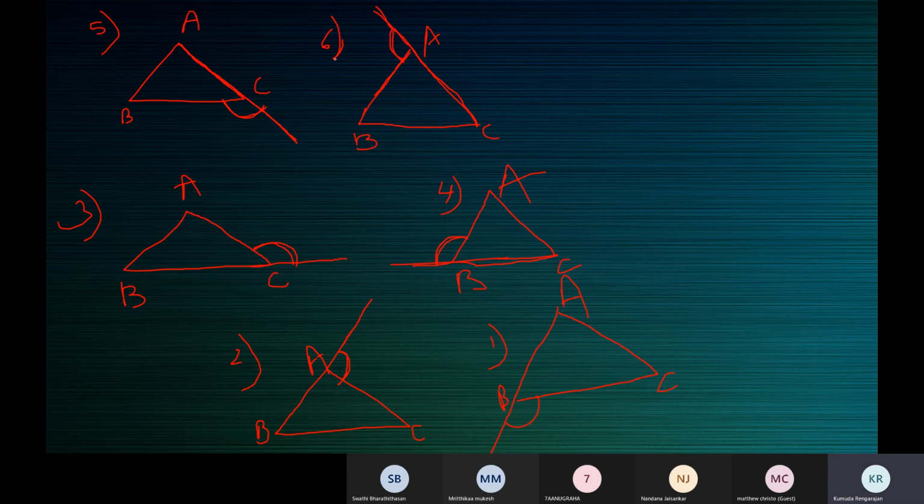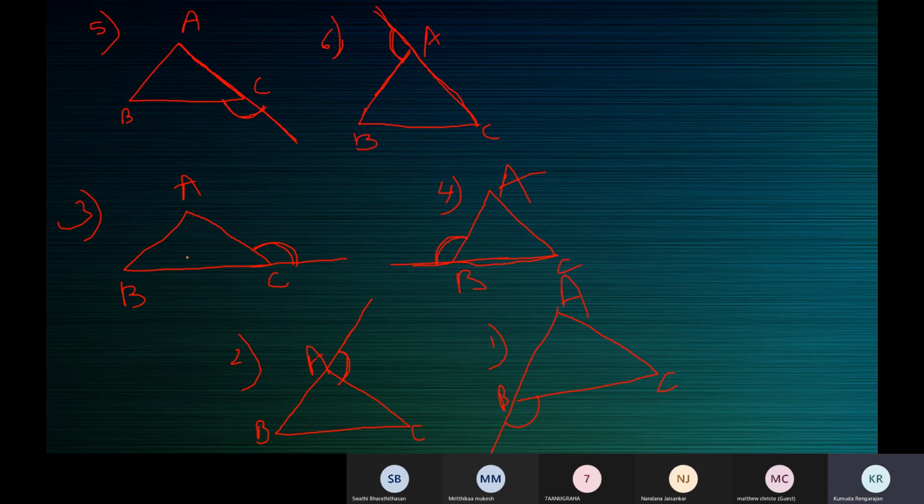That's all. Only these 6 ways we have. No other way. Every side can be produced in 2 different ways. AB, you can produce AB. See, in the first one, it is producing AB. In the second one, it's producing BA. Third one, we are producing which side?